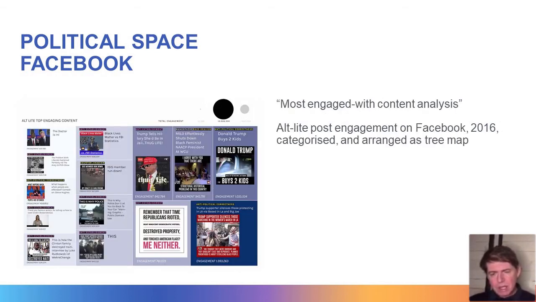So there's the simulation. Another technique is something we call most engaged with content analysis, and this is a technique where you figure out which posts on Facebook have received the most engagement. And so engagement is likes, shares, comments, or now reactions, shares, comments, and then you add those up. And you see, for example, you take a set of pages of a particular group or group formation. You see here in this example, it's the alt-light, which is the sort of less extremist alternative right, that sort of movement.